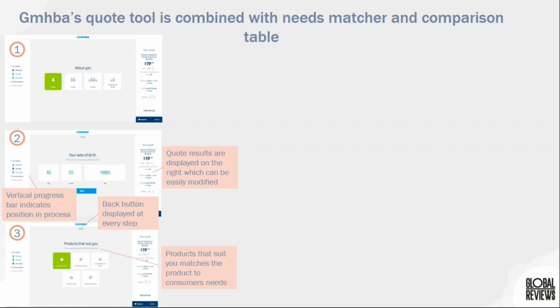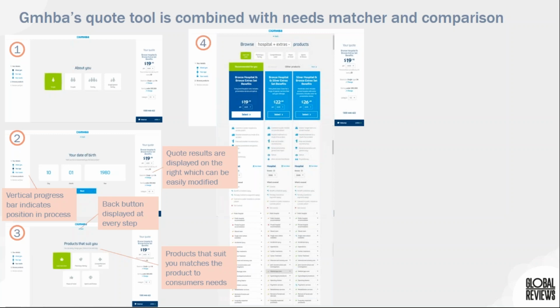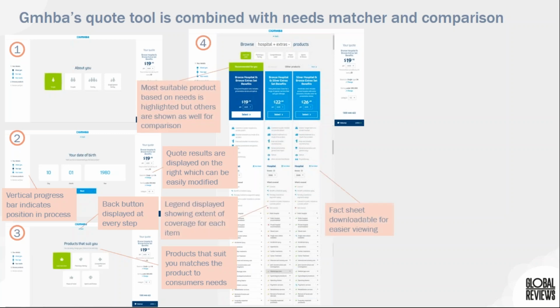We've got a back button displayed at every step so I can move forward and back. And then they clearly pull out products that suit you, matching the product to customer needs. And then we can see the use of the comparison tables. I can change the options above. The most suitable, based on the needs, is highlighted, but I can also see how it compares to others. There's a fact sheet downloadable for easy viewing.